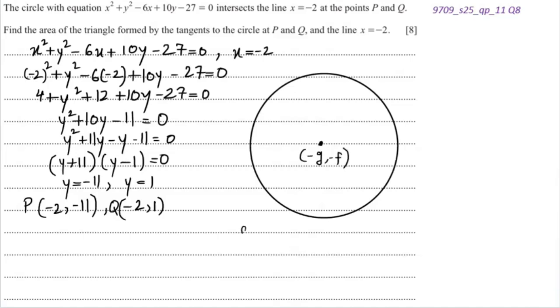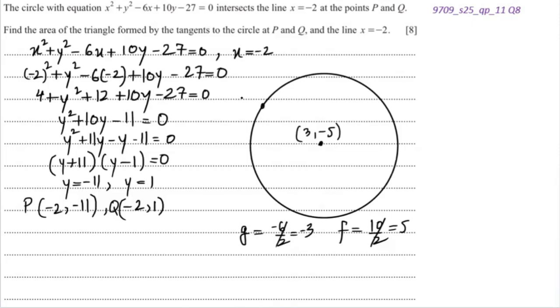And what is g? g is half of the coefficient of x, minus 6 divided by 2. That's negative 3. And f is half of the coefficient of y, which is 5. So did you see how quick this can be? And I'm sure in your mark scheme, you will get the B mark, the independent mark for judging the center. 3 and minus 5 should be the center of the circle. Well, you can check.